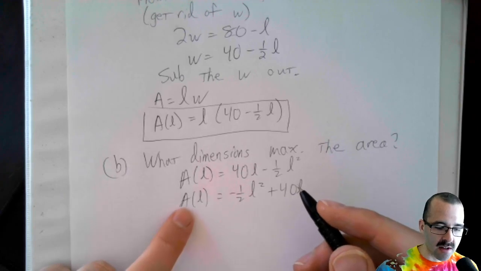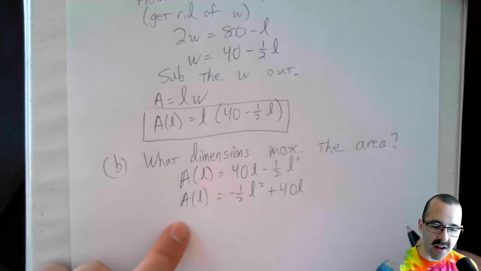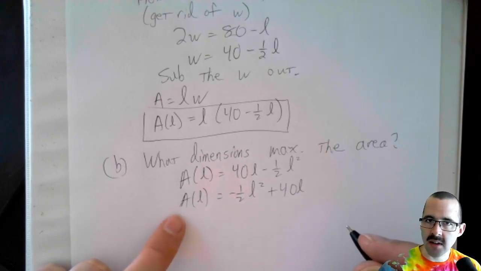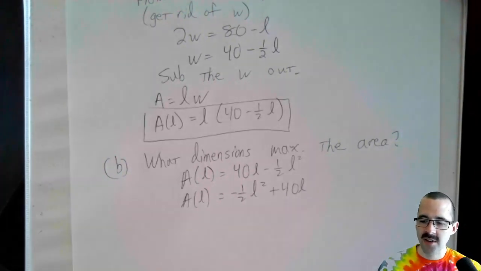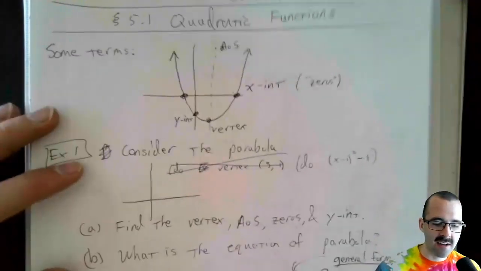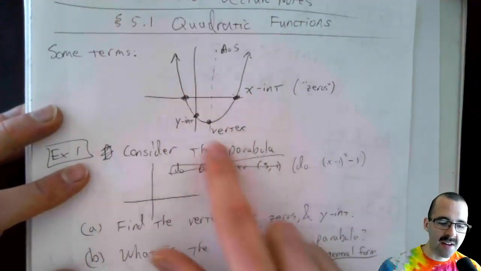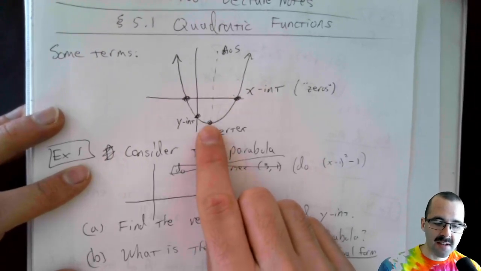So, we want to find out what maximizes this area. Where is the maximum of a parabola? Let's go back to talking. Remember yesterday when we talked about a parabola, the minimum of the parabola occurs at the vertex.